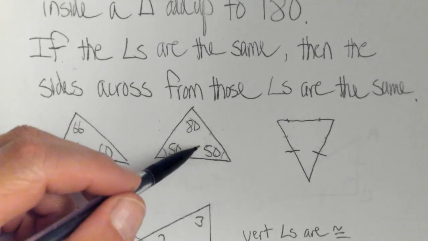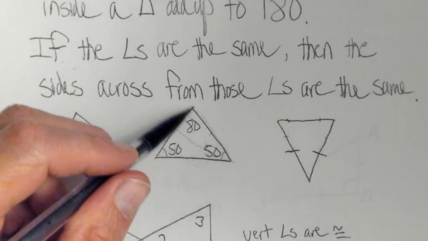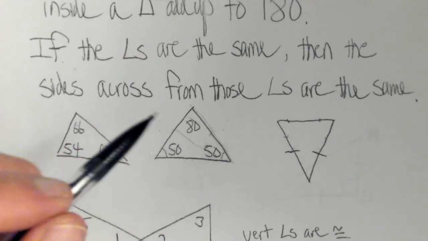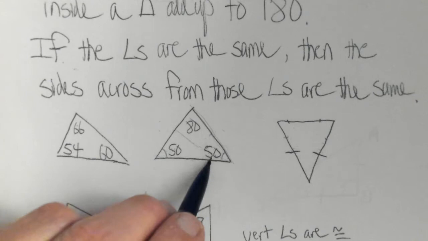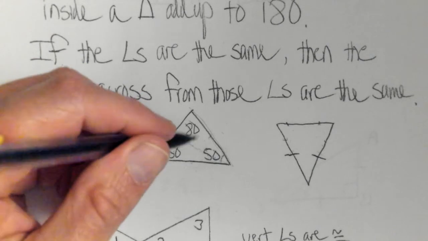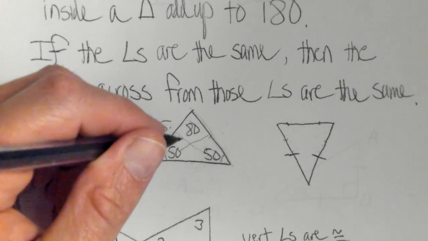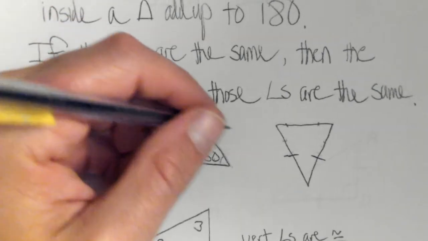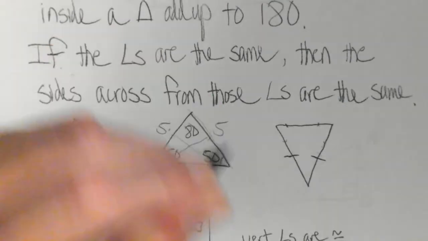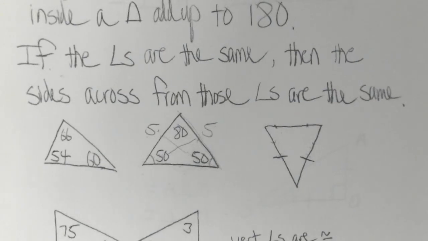So the side across from that angle is the side that the angle actually opens up to. If it's not a side of the angle, then it's going to be the side across from the angle. So that pretty much narrows it down. So let's say this is 5. Then by this theorem, the other side, whose angle is also 50, can be also 5. So if the angles here are the same, then the sides opposite from those angles are the same.